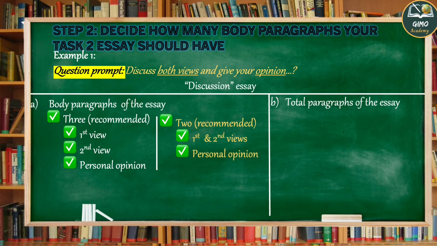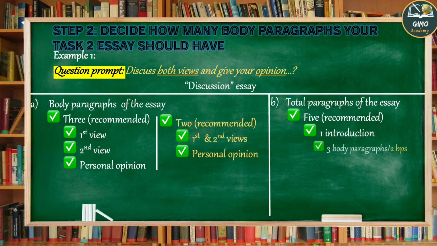So we can also move on by saying that in total, your essay, your discussion essay, should have 5 paragraphs. 1 for the introduction, 3 body paragraphs, or 2 body paragraphs if you're going to follow the second module, the second option.